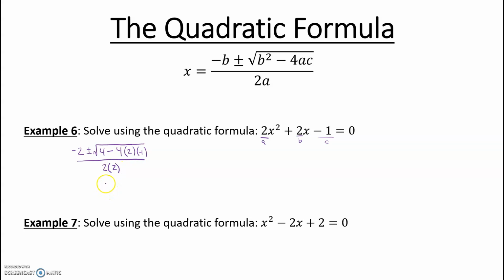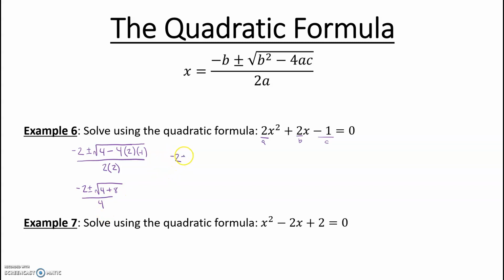Alright, so we plugged. Now we're going to go through it. Definitely pay attention to order of operations here. There's a couple places people usually trip up. So we're going to take our time. So we have 4. Now understand this is 4 times 2 times negative 1. So you're going to get negative 8 here, minus negative becomes 4 plus 8. All over 4.